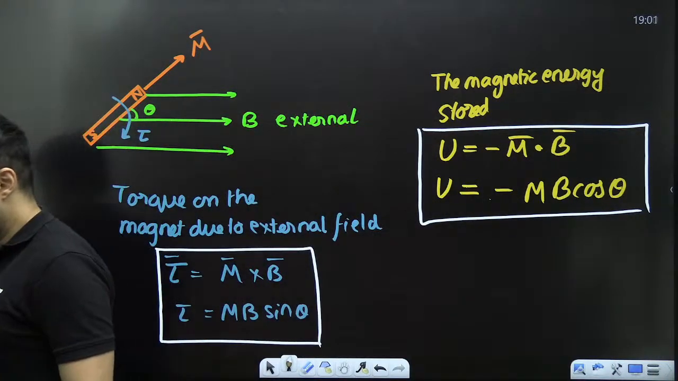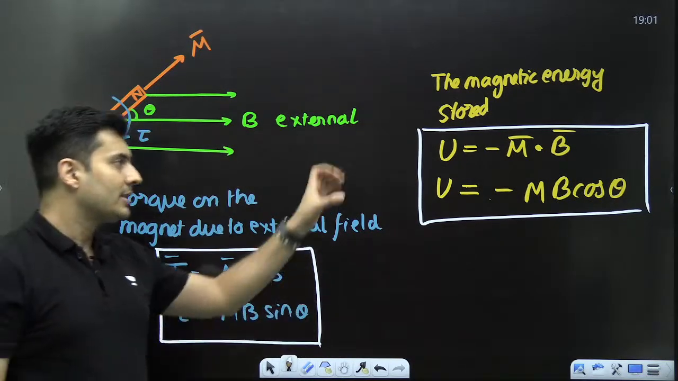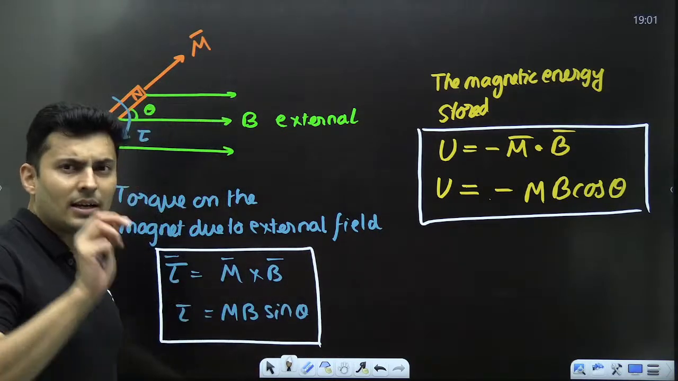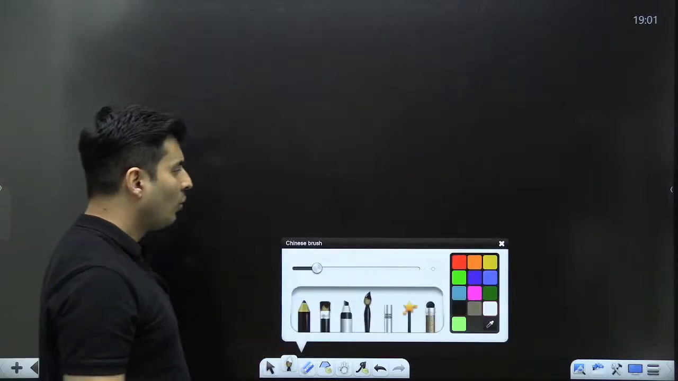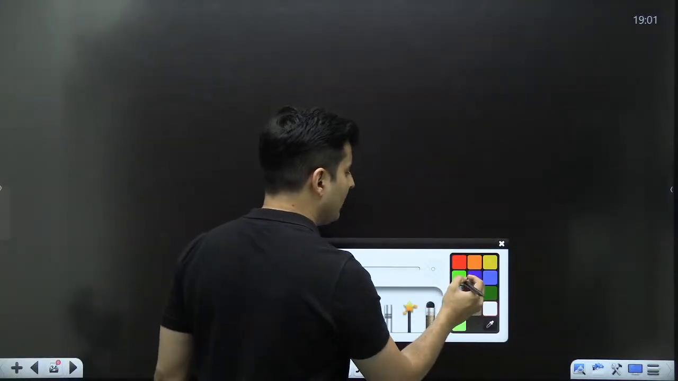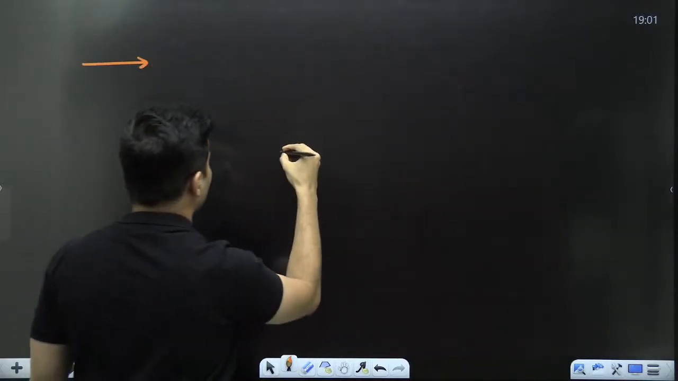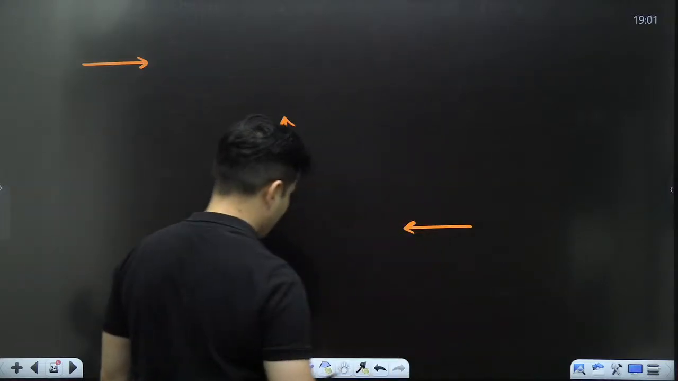Very good. Perfect. So this is the torque acting on the magnet. This is the energy stored in that magnet placed in somebody else's field. There are a few special cases which you must remember. What are those special cases? Let me type it for you. Say the magnetic moment is like this, then like this, then like this.